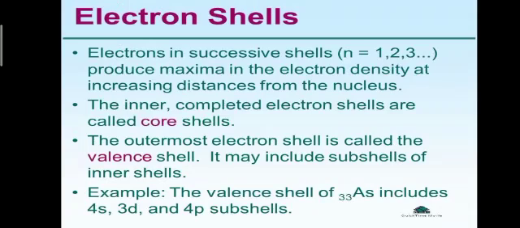The electronic shells. Electrons in successive shells, means when the number of electrons is increasing, the number of shells will increase. So the electrons in successive shells produce maxima in the electron density at increasing distances from the nucleus. The inner electronic shells are called the core, while the outermost shell is called the valence shell. You mostly use the word outermost shell or the valence shell. This is for the outermost shell, while the inner shells are called core shells.